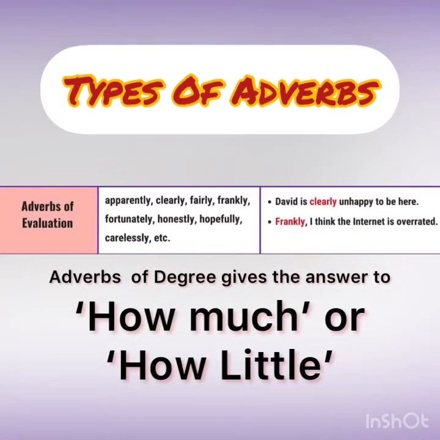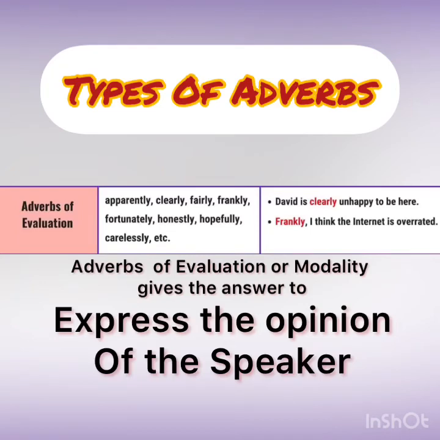See the next one, adverbs of evaluation. The words used are apparently, clearly, fairly, frankly, fortunately, honestly, hopefully, carelessly, etc. So these basically are used to tell about the opinion of something, right? किसी चीज पे अपनी राय देना या ओपिनियन देना, evaluate करना.